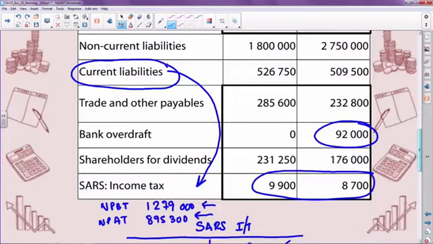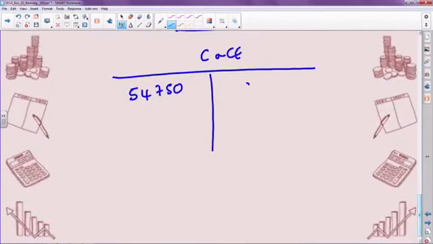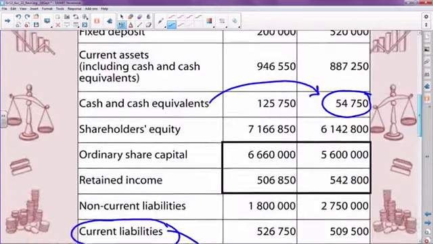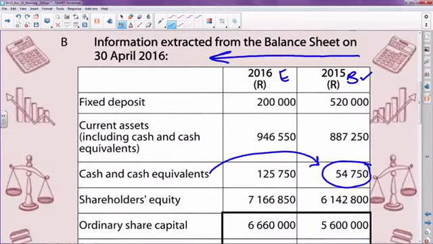Take the 92,000, let's slot it in, 92,000 as your overdraft. Can you see what I've done? For the beginning of the year, I put in two. I put in my overdraft as well as my cash and cash equivalents. So this is a credit balance and that's my debit balance. Okay, next one. So beginning of the year is sorted.